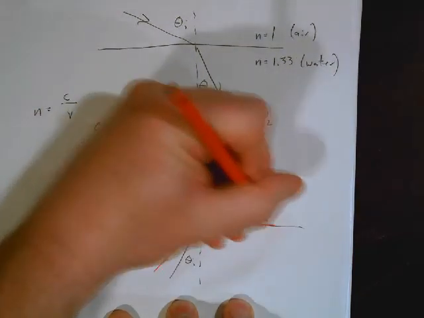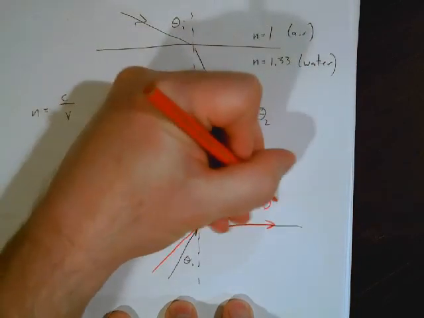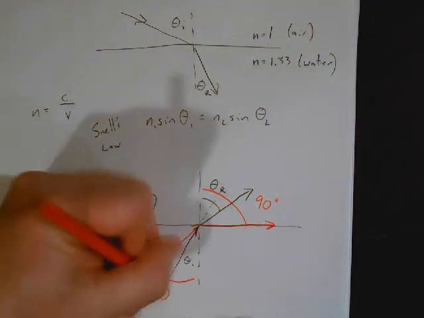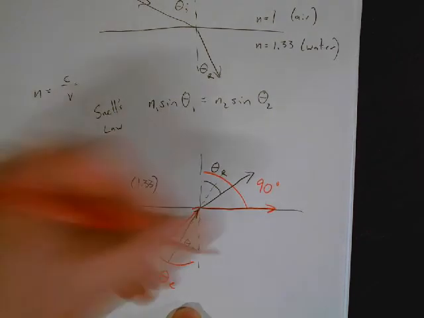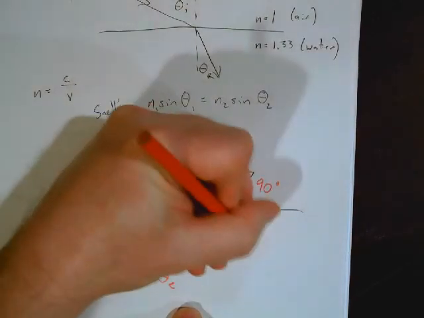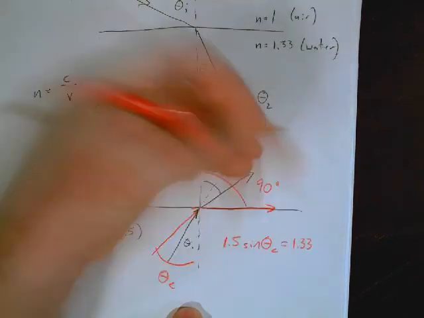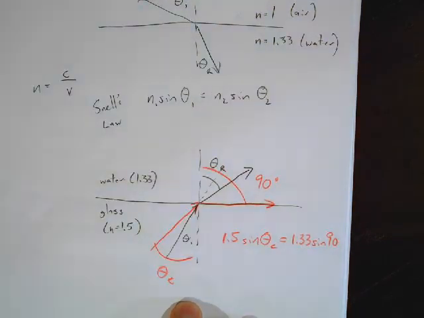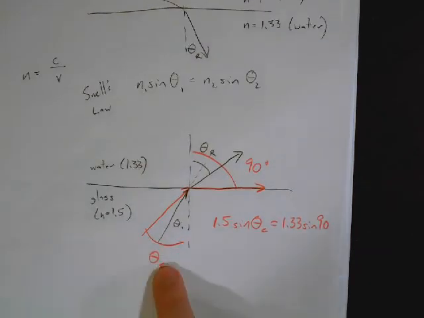Well, if you were to increase the angle that it goes at, you could eventually reach a point where it goes right along the surface, so that angle is 90 degrees, so that my refracted angle would be 90. Well, this angle is called the critical angle. So you could set up Snell's law. It would be, in this case, 1.5 sine of the critical angle equals 1.33 sine of 90, which of course is 1, and then you could solve for the critical angle.